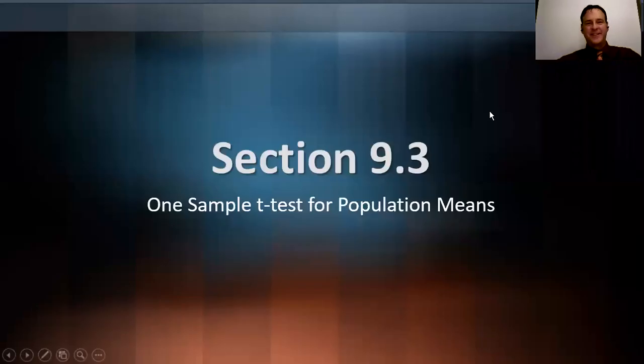Hello, AP Statistics. This is section 9.3, one sample t-test for population means. You're going to need a graphing calculator, paper, pencil, and the note sheet I gave you. And once you've got those things, you'll be ready to go.